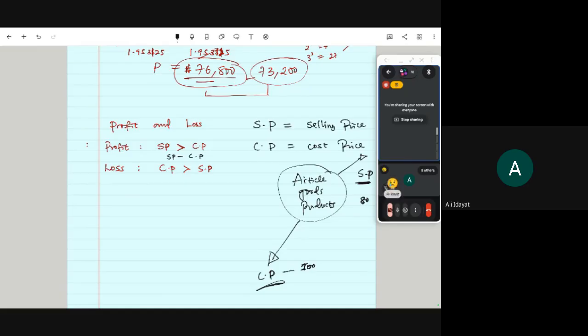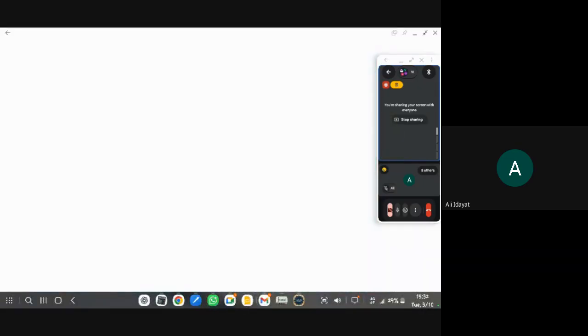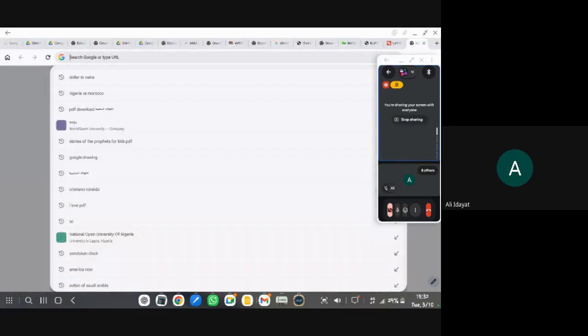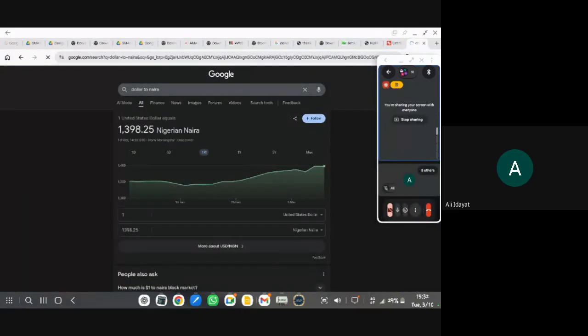But look at what happened to petrol. Petrol is now sold at 1.3 at the moment. So it means that something would have happened to the dollar. I've not checked it, but let's check together. Let's check dollar to naira. Look at the chart. You can see that it's actually increasing. As at last month, February 28th, it was around 1,340. Look at it now, 1,398.